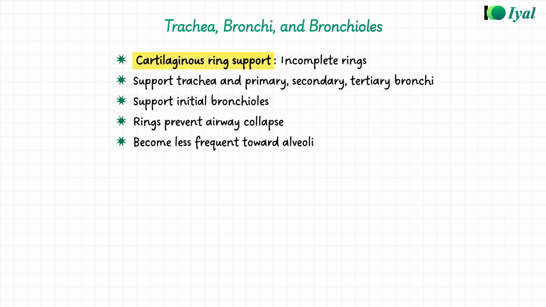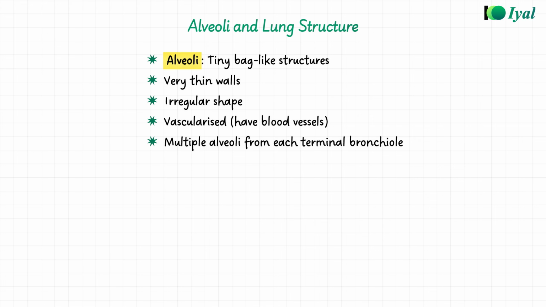These incomplete cartilaginous rings prevent the tubes from collapsing. The trachea has them, the bronchi have them, and the initial bronchioles also have them. But as we move deeper into the lungs toward the alveoli, these rings become less frequent because the tubes become wider and more flexible. From each terminal bronchiole, something very important happens.